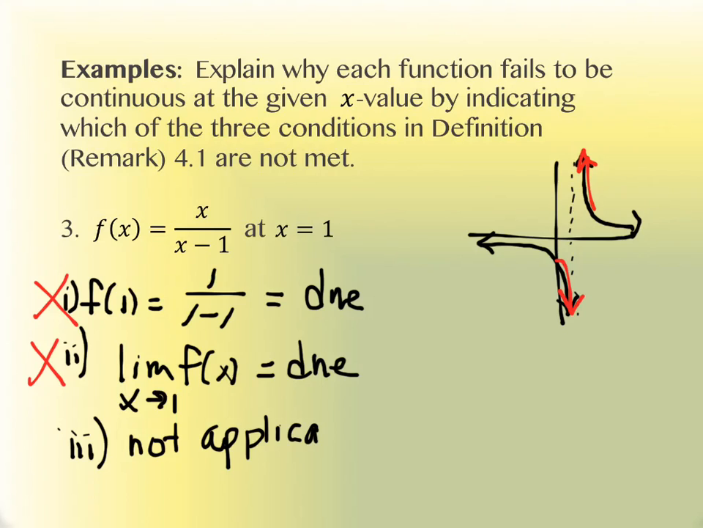Not applicable. Does that look okay? I'm not sure that's spelled right. We'll pretend. All right. So where does this fail? It says, explain why each function fails to be continuous by indicating which 3 conditions it fails. So this fails actually all the conditions.